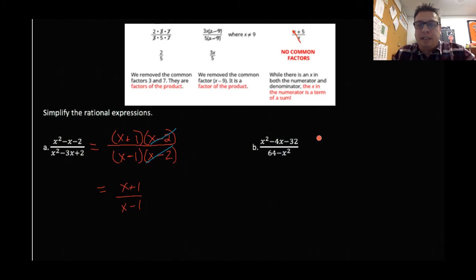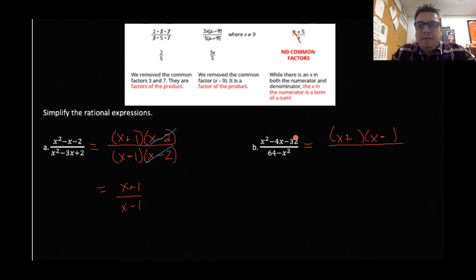All right, let's take a look at this example over here. So I'm going to factor my numerator first. So by factoring the numerator, we got to set up our little parentheses. First terms in each are going to be x and x. All right, this says I have a negative sign, so it means I have a plus and a minus.